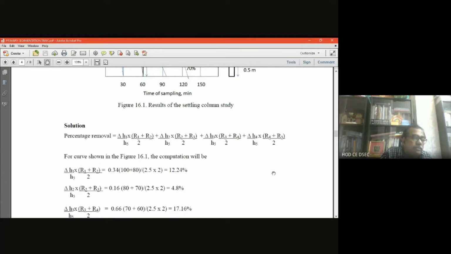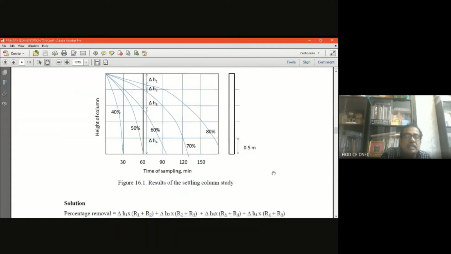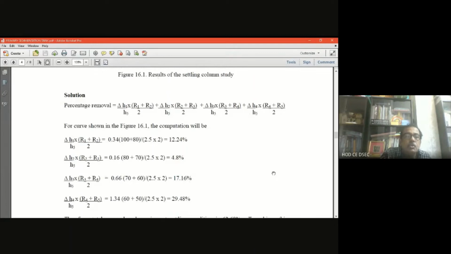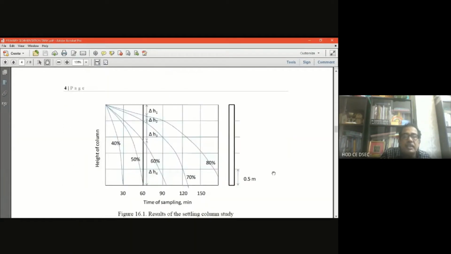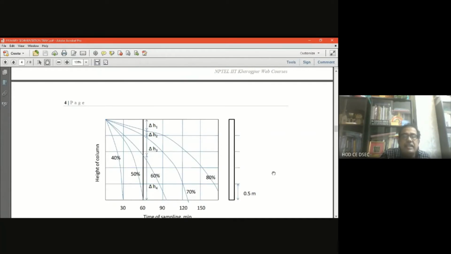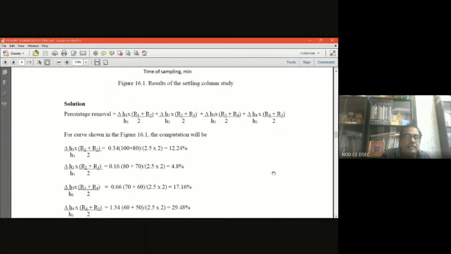Similarly for delta H2: delta H1 is 0.34, so the balance is 0.5 minus 0.34, which is 0.16. So delta H2 is 0.16. Again, R2 plus R3, the removal efficiency is between 80 and 70, so take the average between 80% and 70%. So 80 plus 70 is taken.